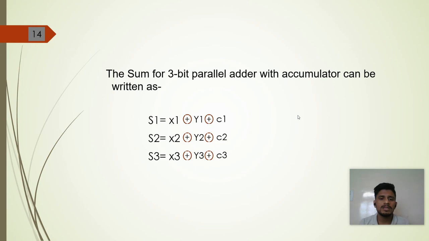So the formula for S1 is S1 equals x1 XOR y1 XOR c1. This is the principle it follows, and we get the value of sum 1.